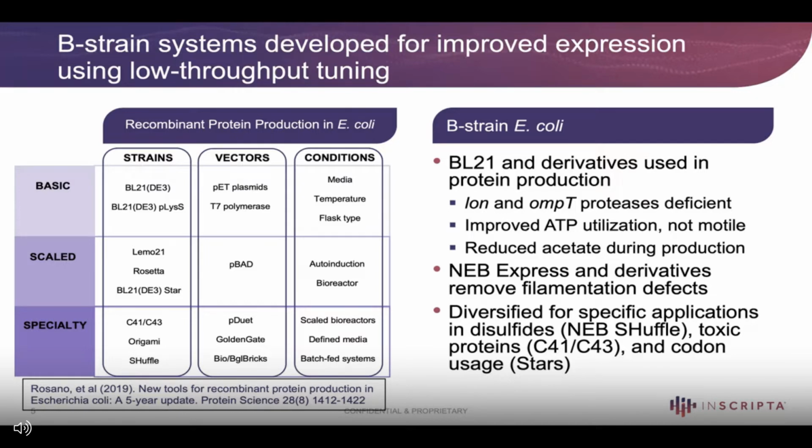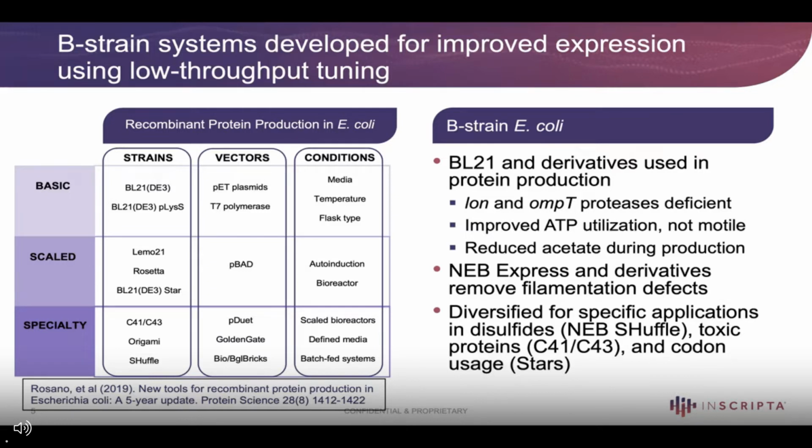We might want tunable expression. That's where we would go for the pBAD plasmids. And then we might start to get a little bit more elaborate as we get to scaled production, when we're thinking about autoinduction media and scaling it to bioreactor production. There's then an extra step beyond that.